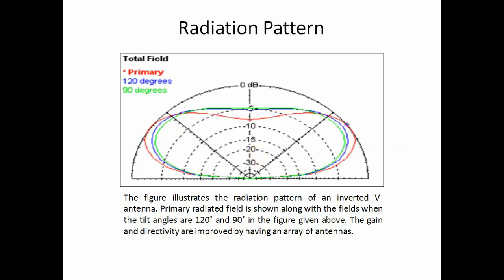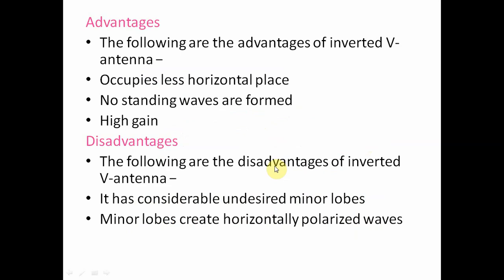This is the radiation pattern. There are three different cases to obtain the radiation pattern. The red line shows a very preliminary level of radiation pattern. When the tilt angle is 120 degrees, it slightly moves towards 0 dB, and the green shows the perfect radiation pattern. The gain and directivity are important for an array of an antenna.